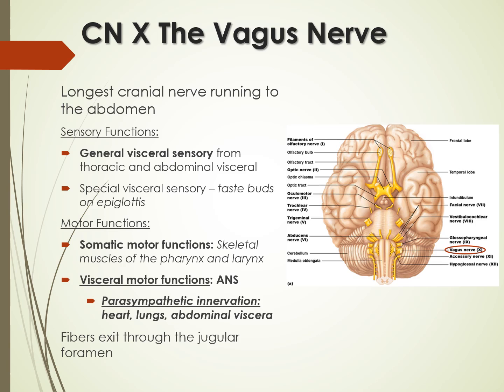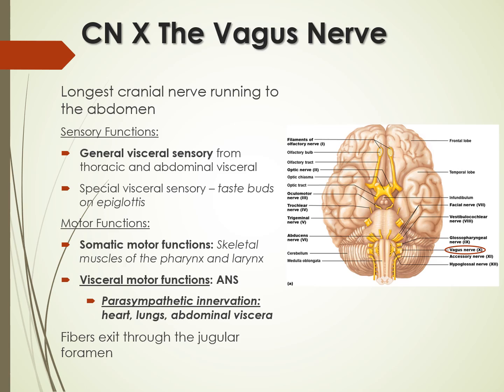And then our motor functions. So it does have some somatic motor function, even though we said mostly think visceral motor function, but it does innervate some of the skeletal muscles of the pharynx and larynx. So it works together with that glossopharyngeal nerve for some of these pharyngeal muscles and laryngeal muscles for swallowing, as well as talking and things like that, right? So moving the larynx and your vocal cords as well, okay?